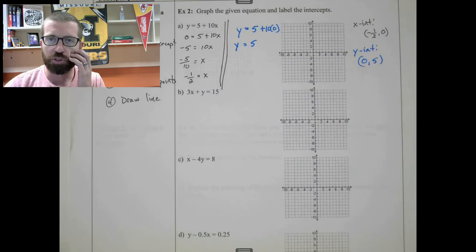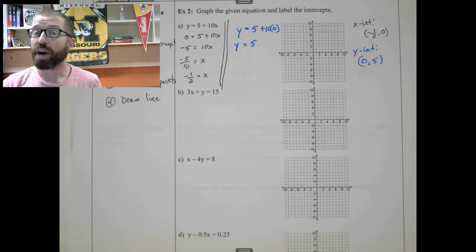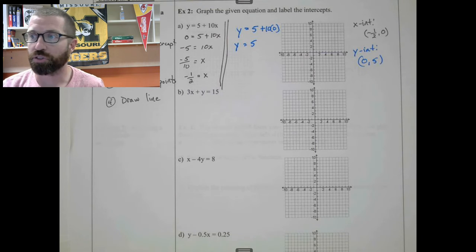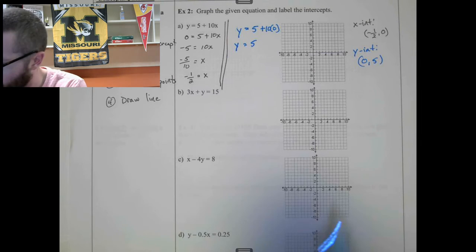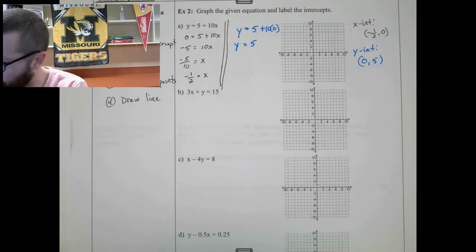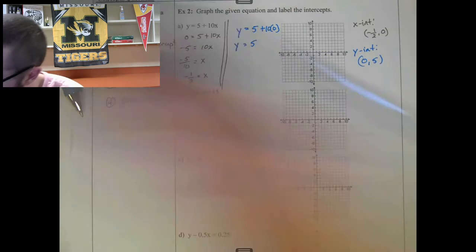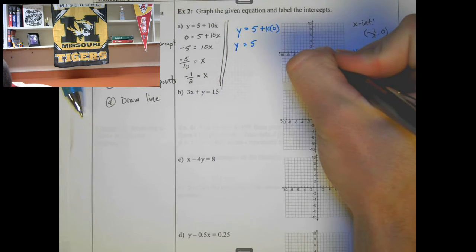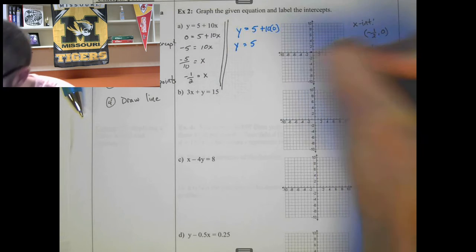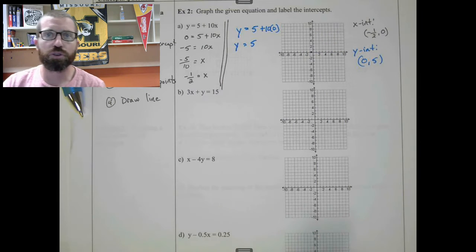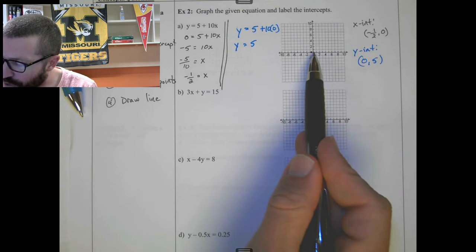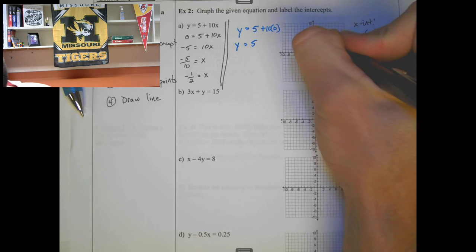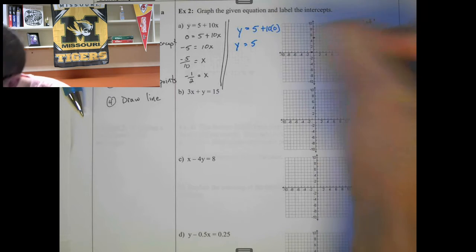Now be really careful with your order of points. That's a really common place for people to mess up. And then when you graph, be really careful with your order of points. That's another common place people mess up. So negative 1/2, 0 is in between 0 and negative 1. So it's not like an up 1 over 2 situation. You just go to the left, negative 1/2, and then we're going to go up on 5.